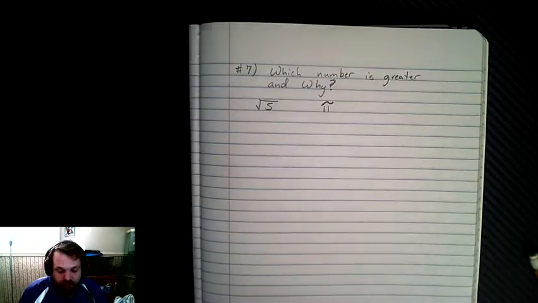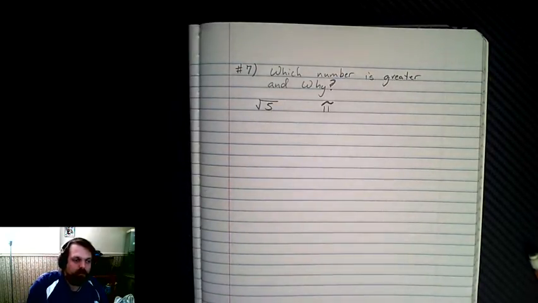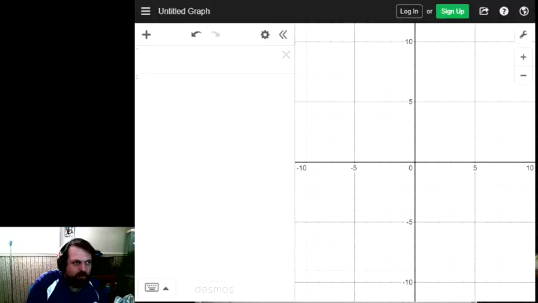Which number is greater and why? So we want to know, is square root 5 greater than pi, or is pi greater than square root 5? We can use a calculator, or I'd prefer Desmos, which is a calculator.